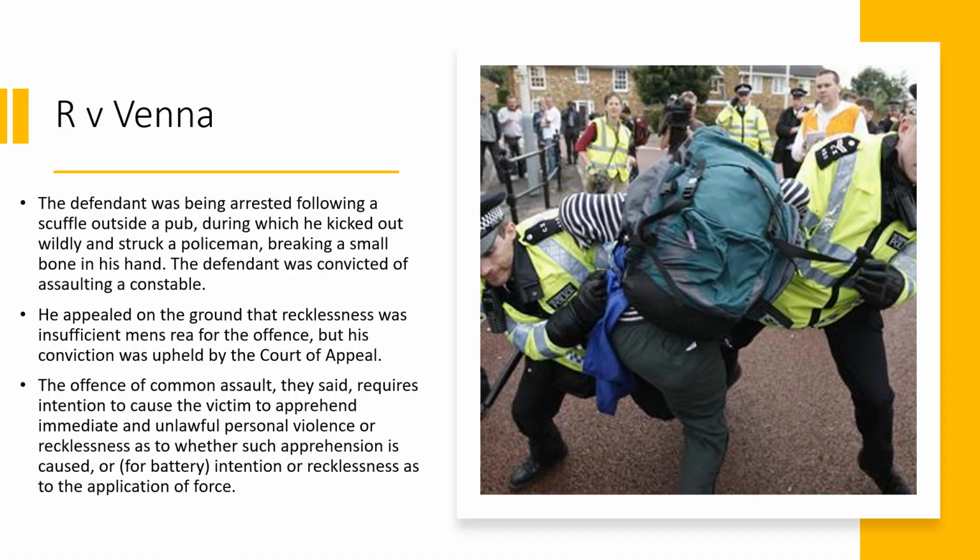Venner is another example of recklessness. In this case, it was a conviction of assaulting a constable, so outside of a pub in a scuffle. Now, the defendant appealed on the ground that recklessness was insufficient mens rea for the offence, but his conviction was upheld by the Court of Appeal. And the offence of common assault, remember this is either battery or assault, they said requires intention to cause the victim to apprehend immediate and unlawful personal violence or recklessness as to whether such apprehension is caused, and indeed the same for battery. So recklessness is sufficient for these offences, and then it confirms this.